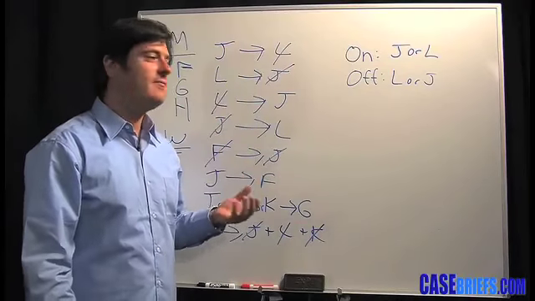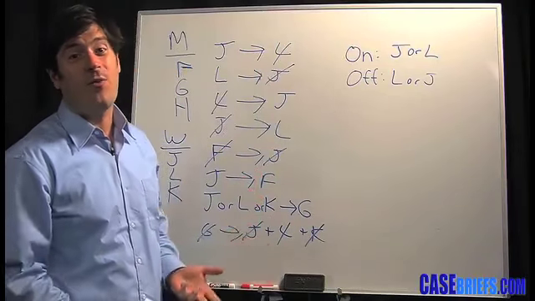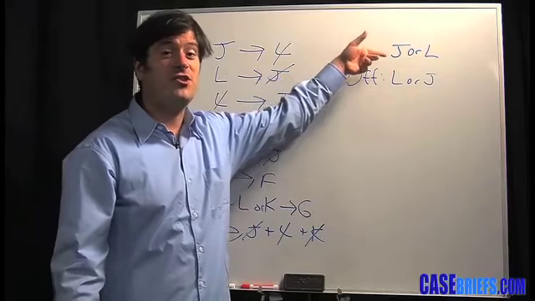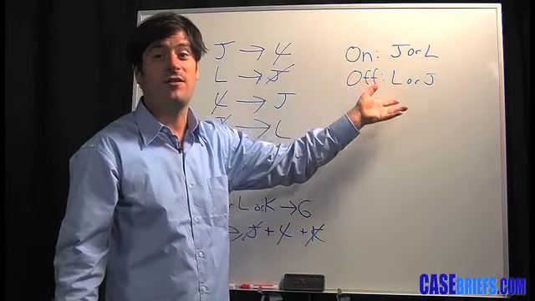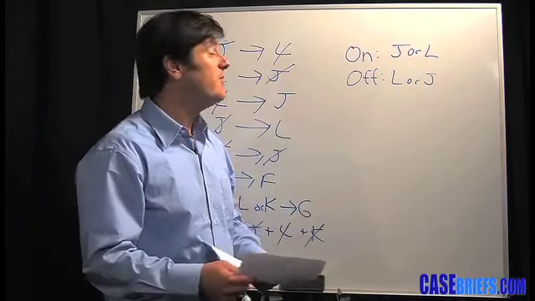Now, some of you might have already made this deduction that Grant is always going to be on the stage, because I always have a J or an L. I always have at least one of the women on the stage. So there's always a Grant.